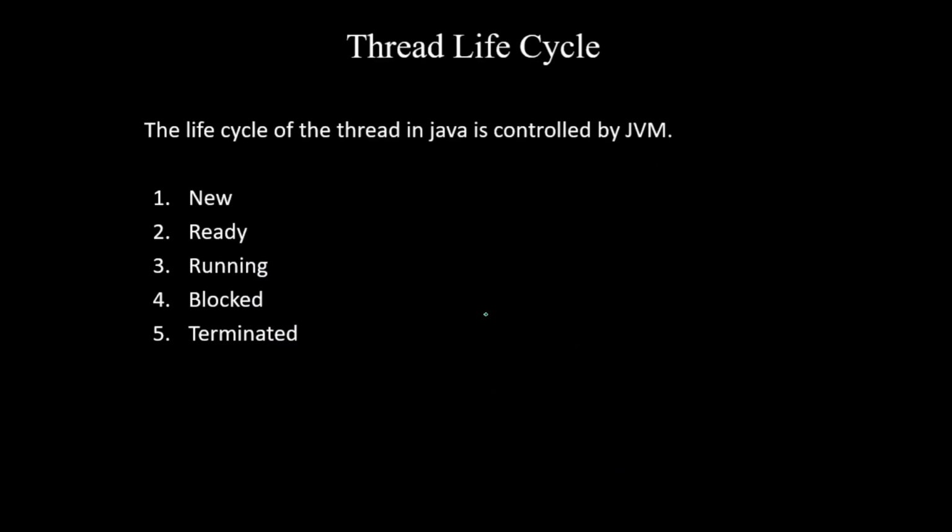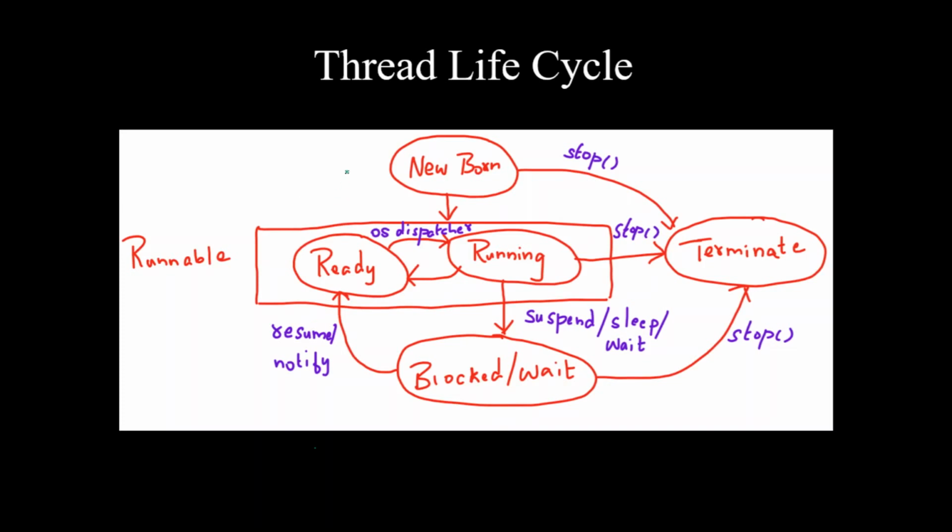Right. Okay. Now let us try to understand what is the thread life cycle. The life cycle of a thread contains 5 states: new, ready, running, blocked, and terminated. What are they? So initially, when a thread is just created, it is called as a new state or a newborn state.